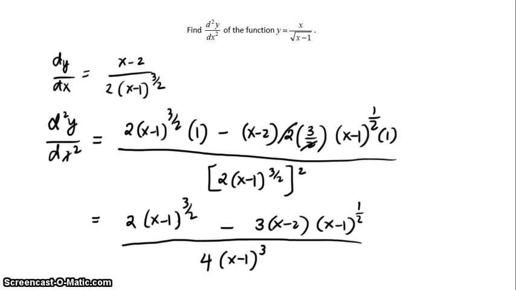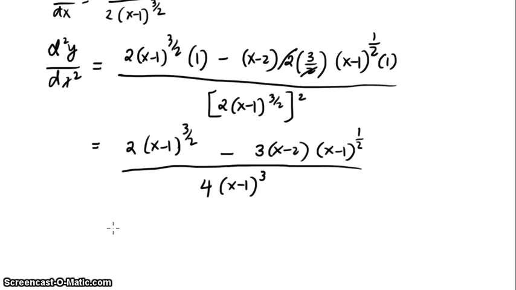Okay, now to further simplify this, focus on x minus 1 to the 3 over 2 and x minus 1 to the 1 half. So basically you have a common factor here, and that is x minus 1. So remember, whenever we factor out something, we have to factor out the smaller one. And in this case, the smaller one is x minus 1 to the 1 half, because 1 half is smaller than 3 over 2. So I'll factor out x minus 1 to the 1 half, and that will mean you have 2 left here, and then you have x minus 1.